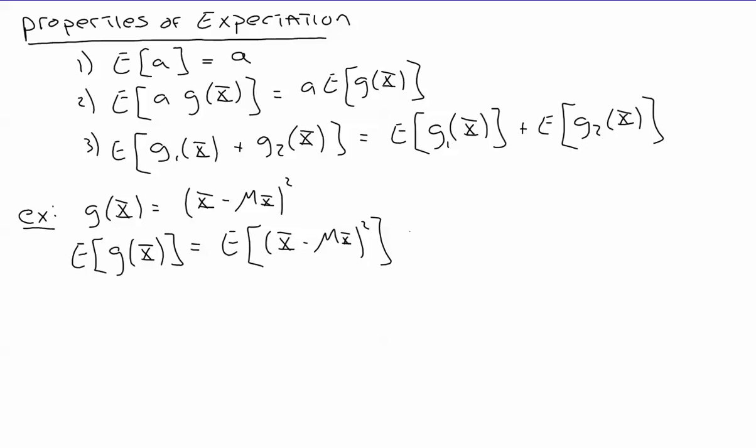And we know this to be my variance, the square of the standard deviation. All right. Let's multiply what's inside of my expectation here. This is going to be x squared minus 2x times mu x plus mu x squared.